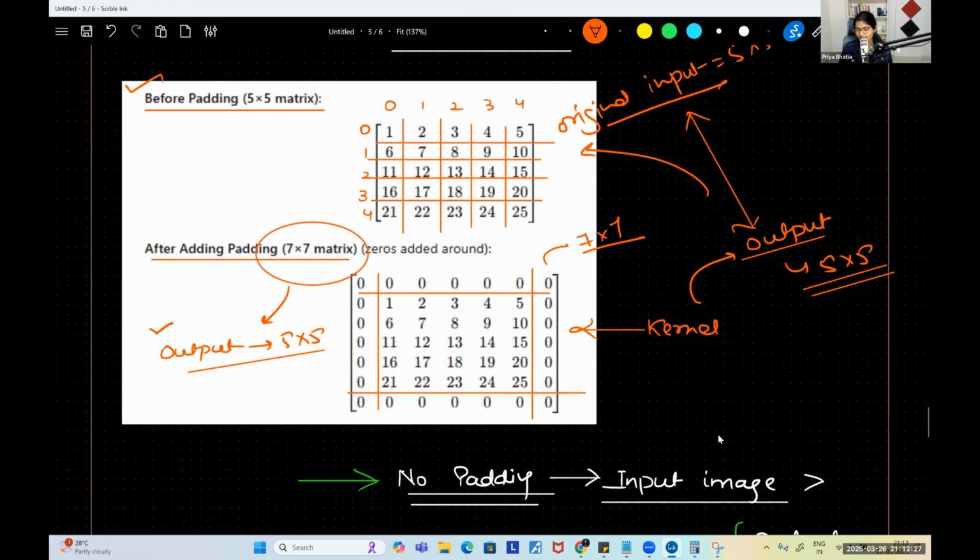These zeros won't impact your original image. These are just zero values, so no impact at all. It just increases the size of the matrix. That's it.